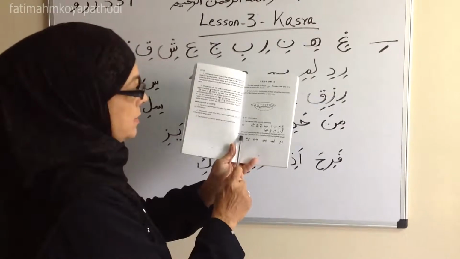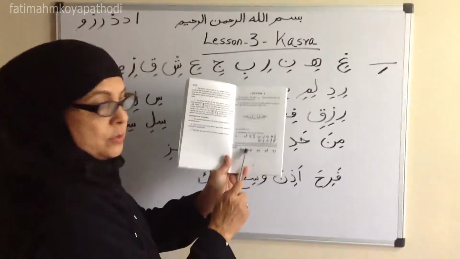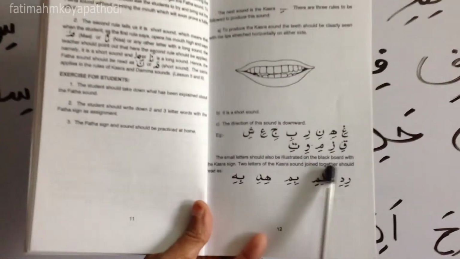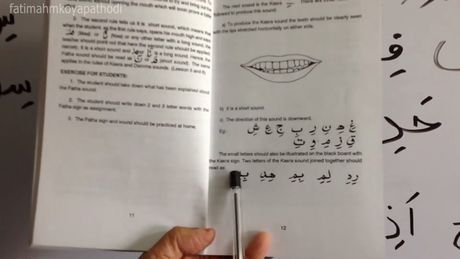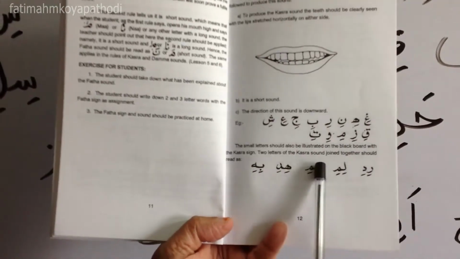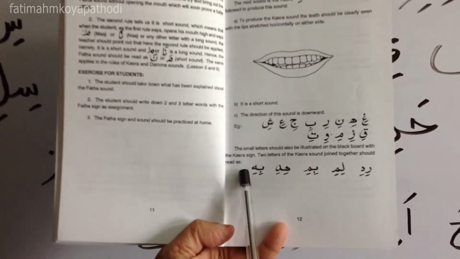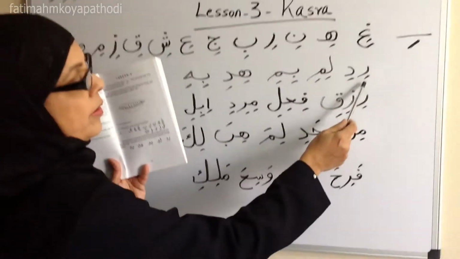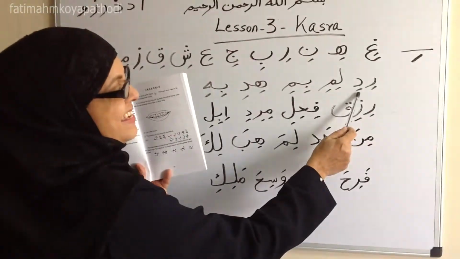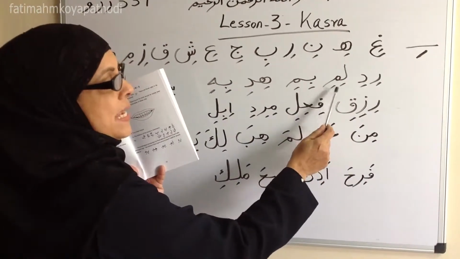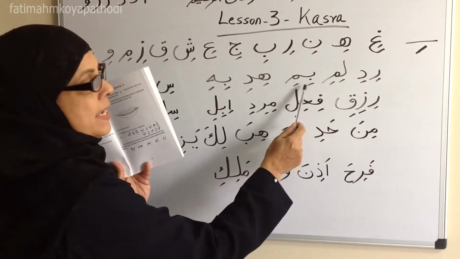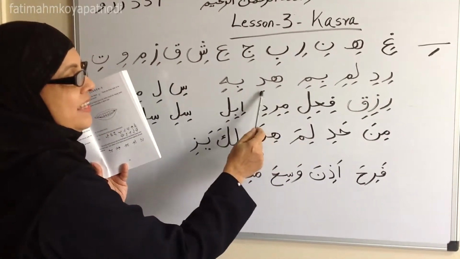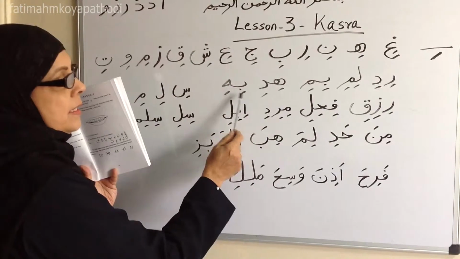The small letters should also be illustrated on the blackboard with the Kasra sign. 2 letters of the Kasra sound joined together should read as. So I'm showing it on the whiteboard here. Ri, di, ridi, li, mi, limi, bi, mi, bimi, hi, di, hidi, bi, hi, bihi.